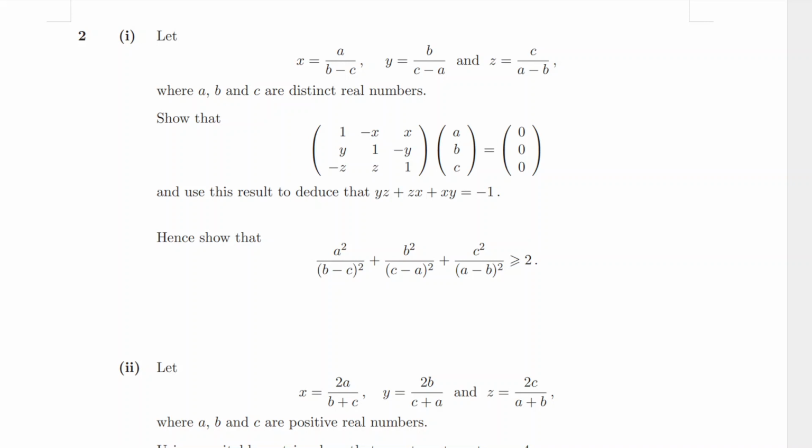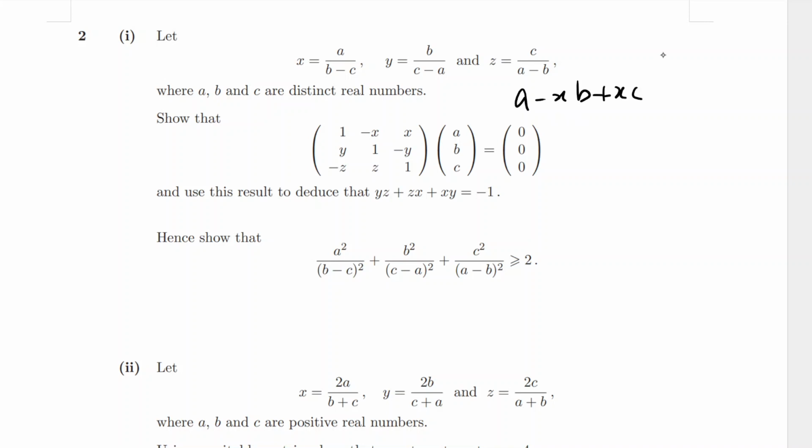Let x equals a over b minus c, and y equals b over c minus a, and z equals c over a minus b, and so on. By symmetry, it's quite nice, right? It's symmetrical. Show that that matrix multiplication equals 0 0 0. Okay, how do we do that? Well, just by doing it, right? Essentially, just plus xc, and you just prove it.